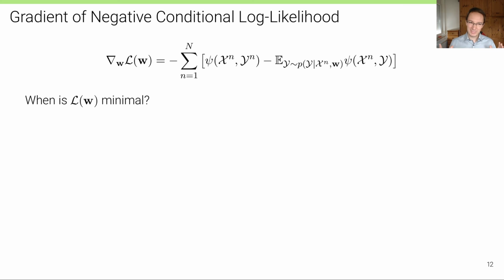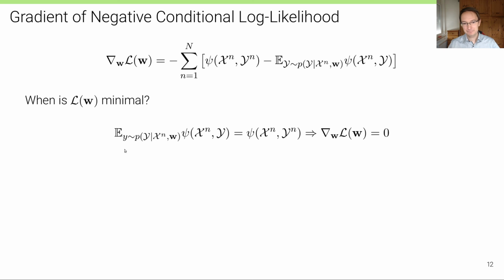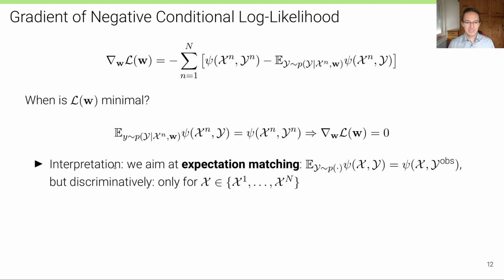To make this a bit more concrete, when is the loss function minimal? Well, if the expectation of the features under the model is equal to the features for the labeled example, in this case, this difference here will vanish and the gradient will be 0. So in this case, we have found a critical point, right? This is what we just said. And the interpretation is that we aim at expectation matching.